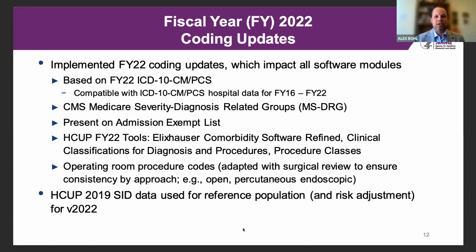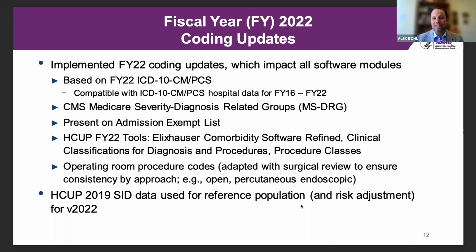As we start off with this year, we focus on trying to make the software compatible from fiscal year 2016, which was the beginning of the ICD-10-CM/PCS period, all the way through fiscal year 2022. And so we go through all the different terminologies, whether that's the ICD-10-CM/PCS codes, the MS-DRG codes, et cetera. And we update all the code sets in the software for that compatibility. And that's very important for users because even if you're using historical data, we always encourage you to use the most recent version of the software, even when studying trends over time.